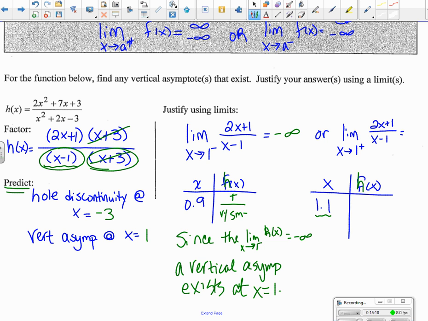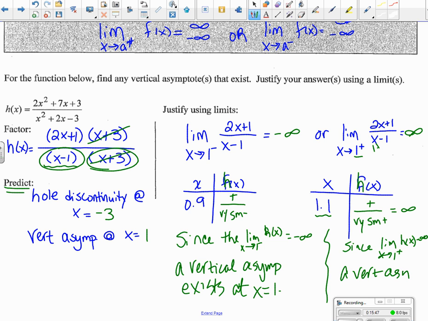So I chose a number slightly larger than 1, so I'm coming into 1 from the right. If I put in 1.1, this is going to be very small and a positive, and that's going to yield a positive infinity. And there we go. So we could make the same justification over here, since the limit as x approaches 1 from the right of h of x equals positive infinity, a vertical asymptote exists at x equals 1.